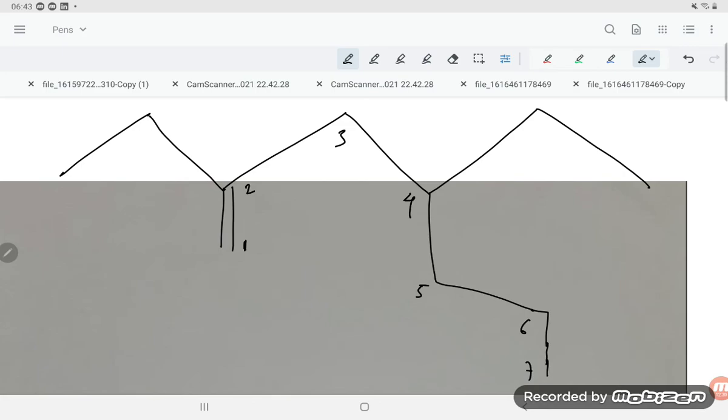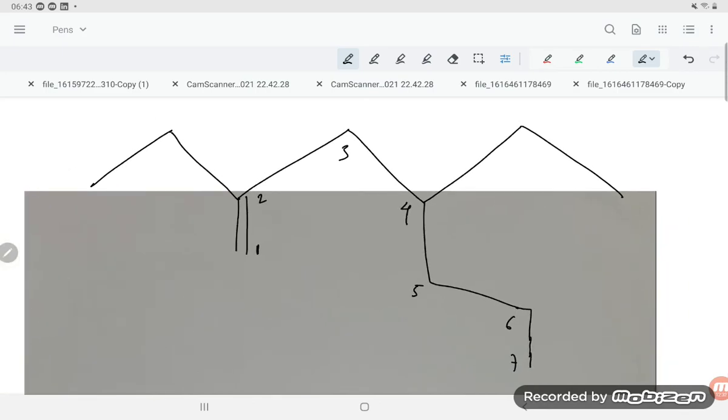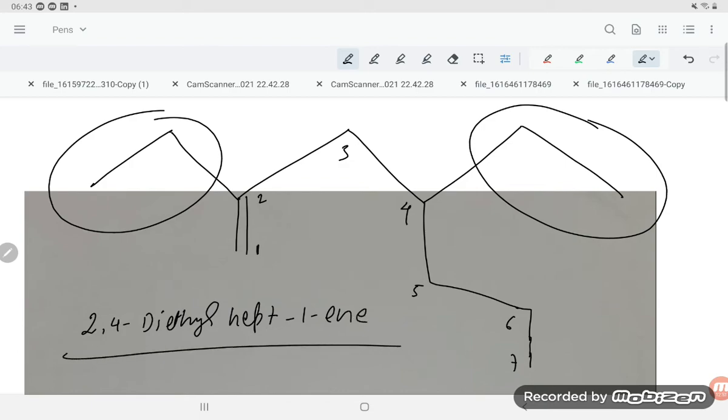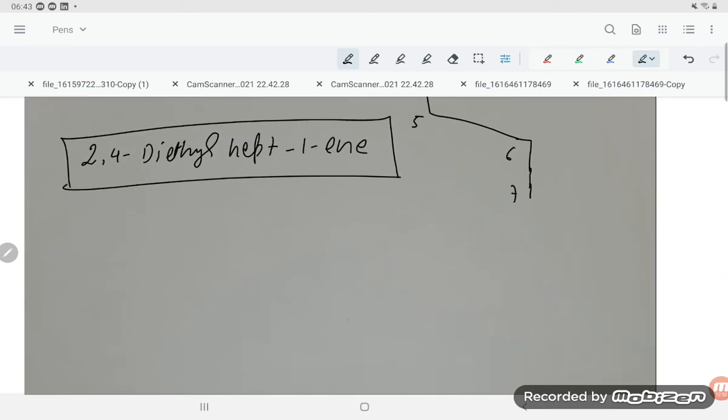Okay, so how can you write the name, students? This group you see is an ethyl group, this is also an ethyl group. So firstly we'll write the locants, that is 2 comma 4. This is diethyl, 2 comma 4 diethyl, and that will be hept. And on first position, heptene: 2 comma 4 diethyl heptene.